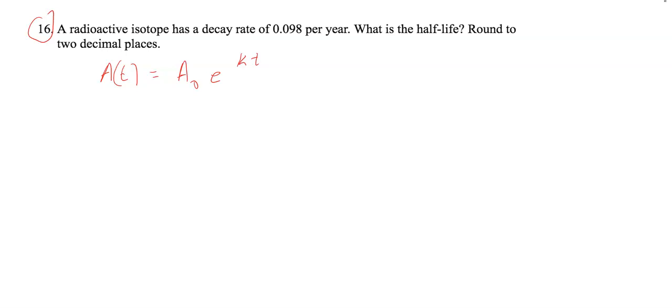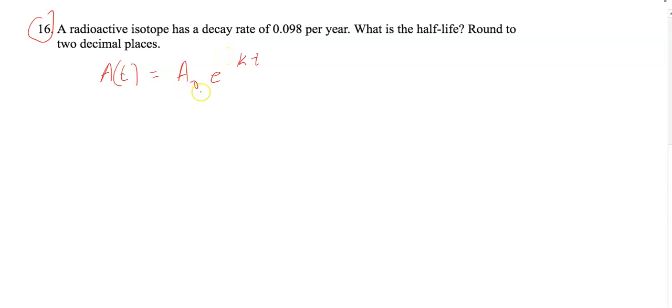Continue our discussion of the final exam review. A radioactive isotope has a decay rate of 0.098 per year. What is the half-life? Round to 2 decimal places. We use the formula A of t is equal to A sub 0 e to the kt.